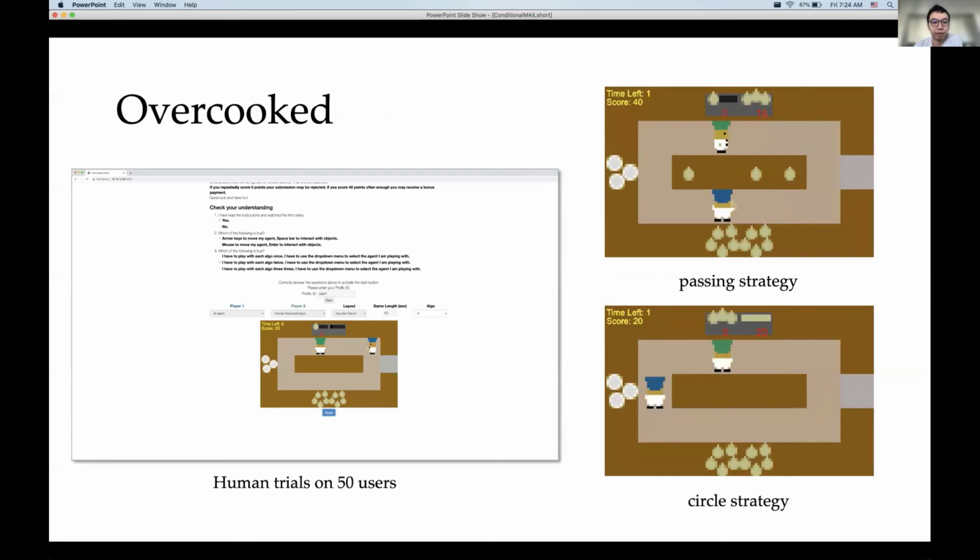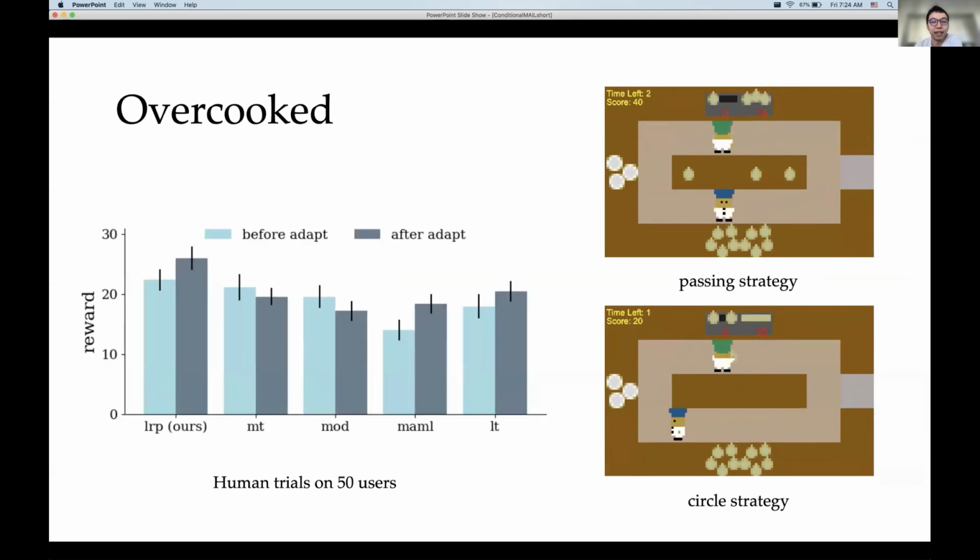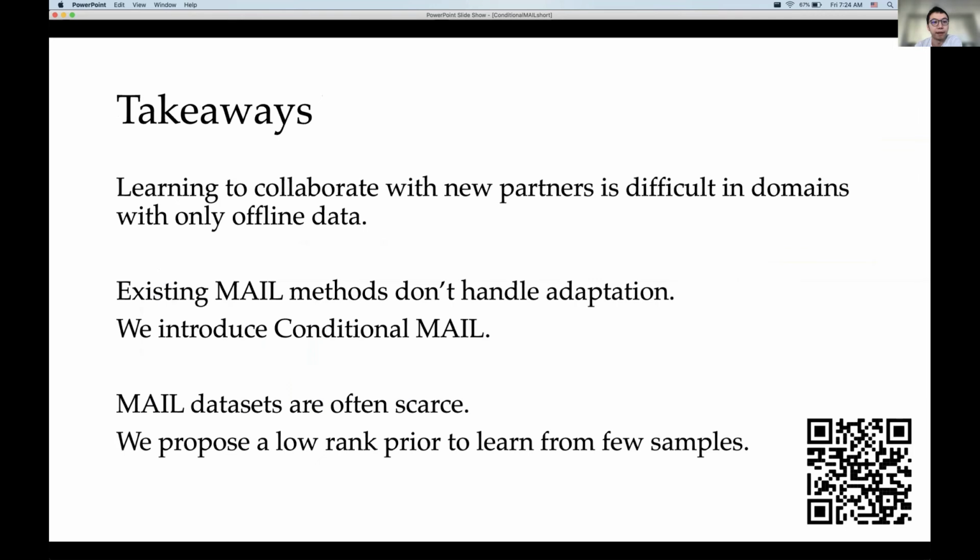Using this insight, we ran a user study with 50 users playing this cooking game through their web browser. We showed that using our method, we were able to adapt to the user's strategy and improve our performance after adaptation. So in summary, learning to collaborate with new partners is difficult in domains with only offline data, and we introduce a new framework to handle adaptation. These data sets are often scarce, so we propose using a low rank prior to learn from only a few samples.